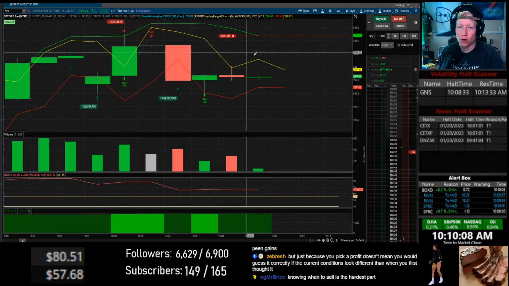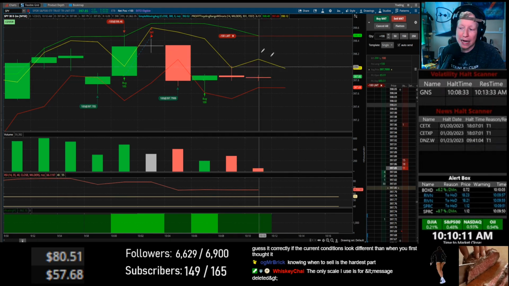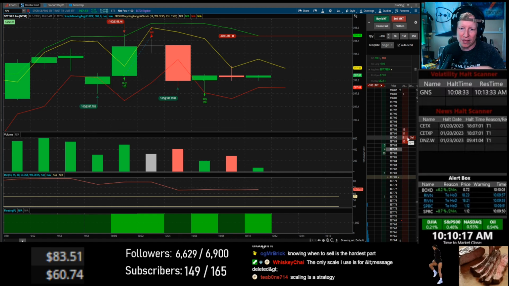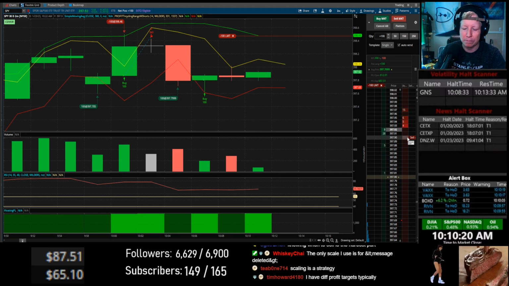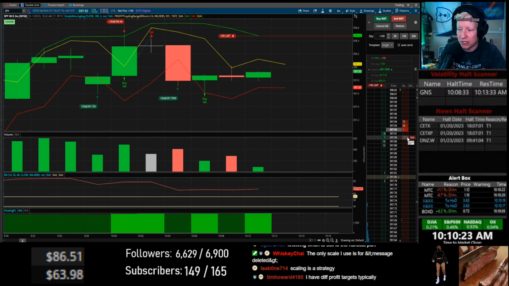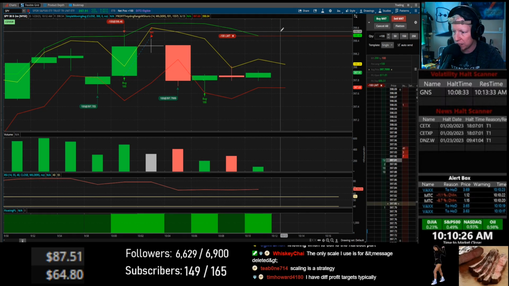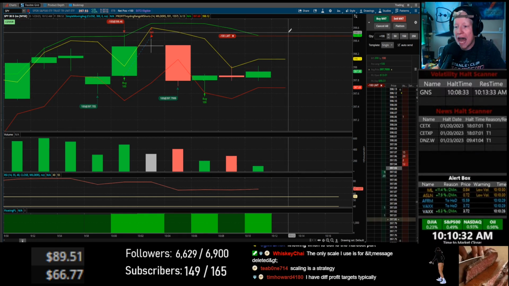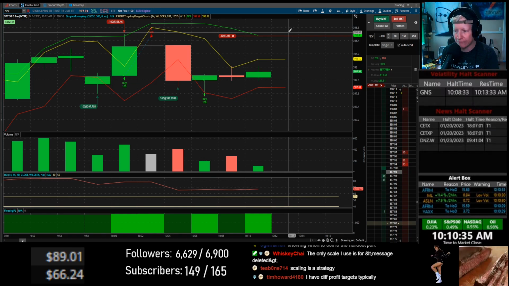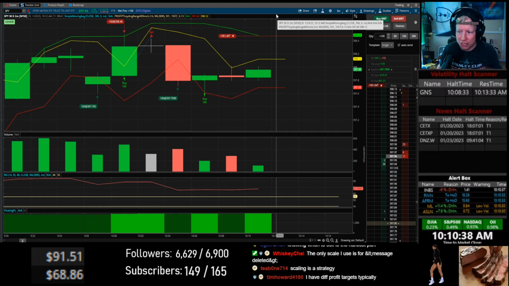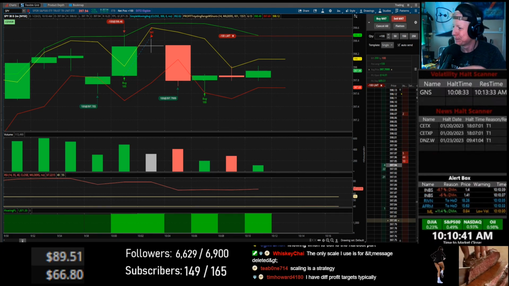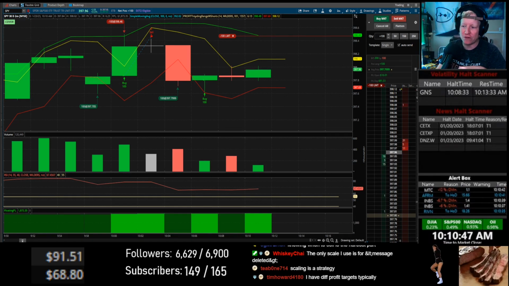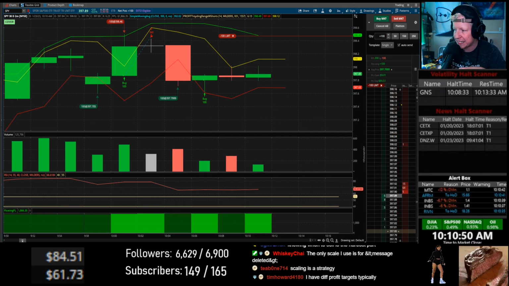If your system doesn't involve you scaling out, it's bad. I'm not saying that there can't be systems built around scaling out, but I think a lot of people have systems like I have, but scale out along the way. They have profit targets, but then they just start randomly scaling before it gets there. That's not good. If you have a system that involves scaling, then yes, that's a different conversation. I should have started with that. Scaling is a strategy, right? If your strategy involves scaling, okay, that's different, right?